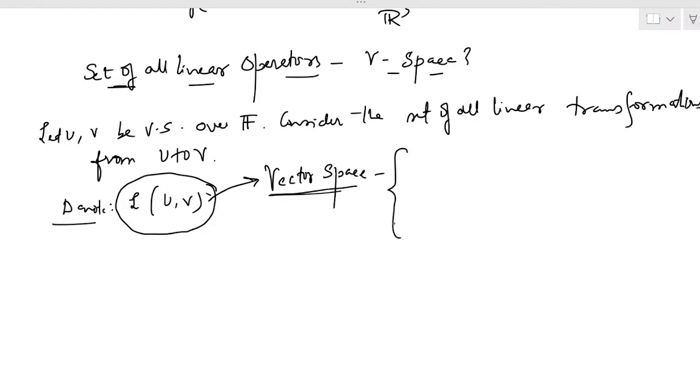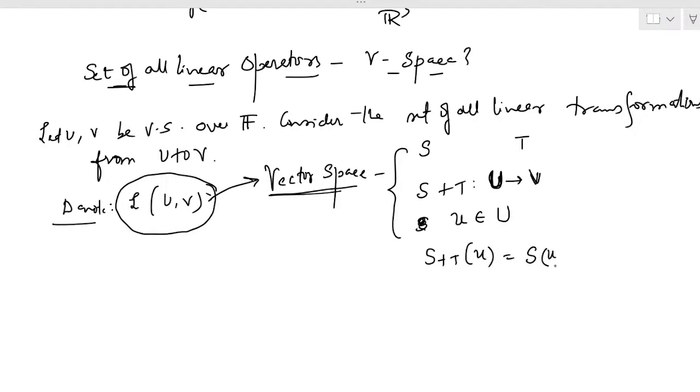Under the operations of vector addition and scalar multiplication, where vector addition is defined as follows: if I'm taking an operator S and an operator T, and I'm doing S plus T from U to V, then for an element u from U, (S plus T)(u) is equal to S(u) plus T(u). This is how you define your vector addition. There is also a scalar multiplication defined, which says that (alpha S)(u) is equal to alpha times S(u).